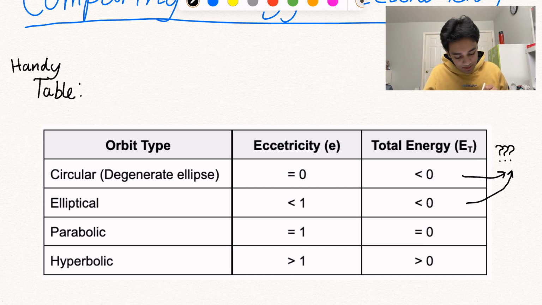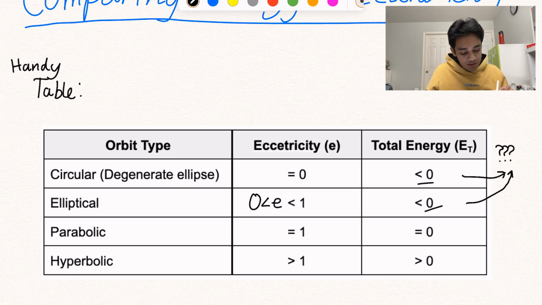Elliptical orbits are less than 1. Actually, they're between 0 and 1. And same thing, the total energy is less than 0. Parabolic orbits, their eccentricity is exactly 1, and their total energy is exactly 0. And for hyperbolic orbits, their eccentricity is greater than 1 and their total energy is greater than 0.